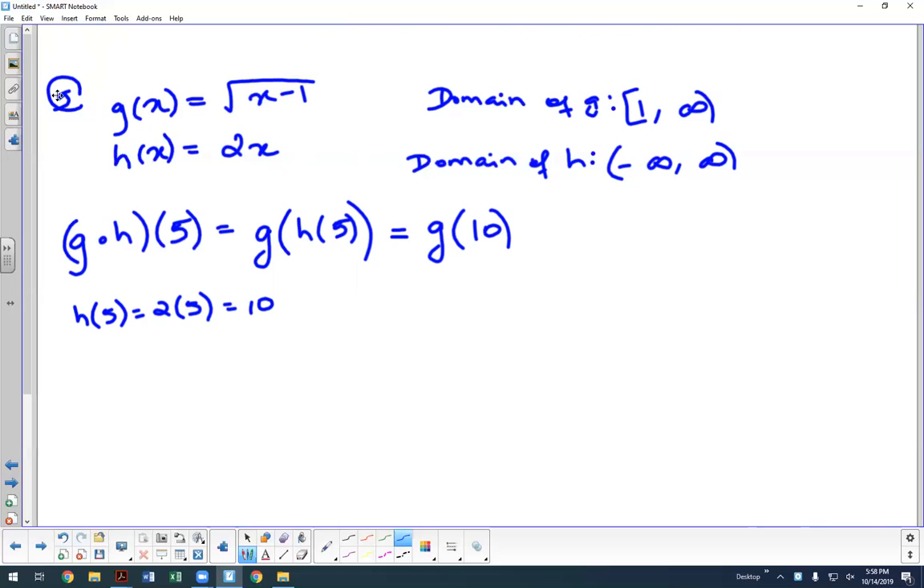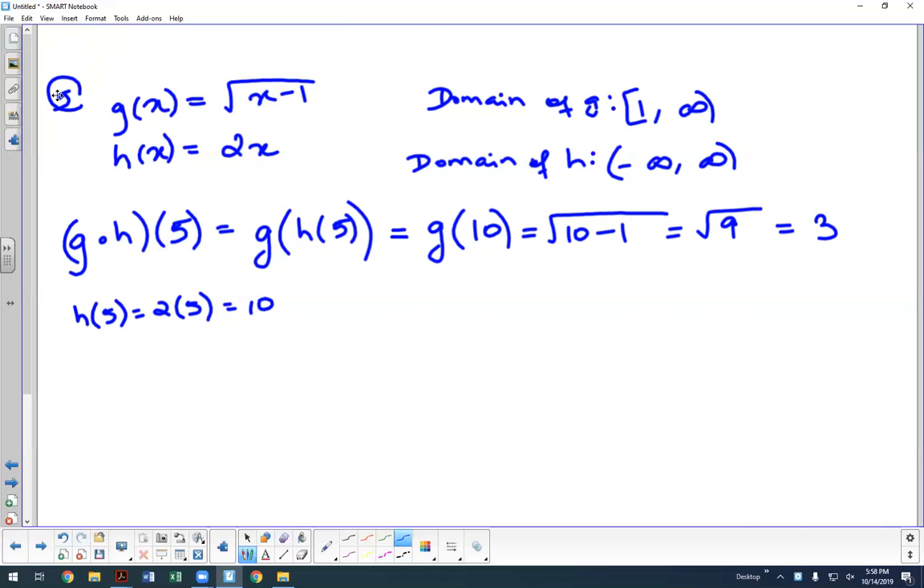And is that part of our domain, first of all? Can I use 10? Yeah, I can, because it's well within that 1 to infinity range. So g of 10? Wait a minute, I think it will work because you are doing square root of 10 minus 1, which comes out to be 9. Square root of 9 will give you 3, right?